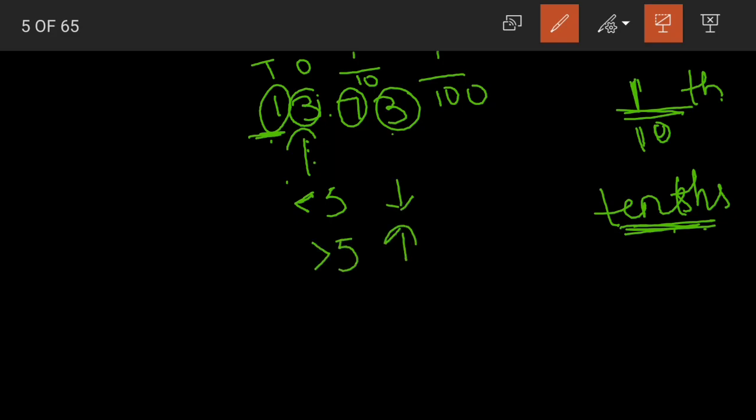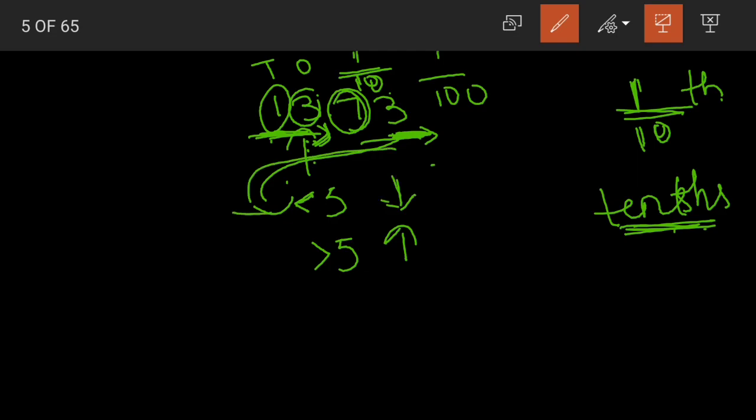Yes children, what did we do? We looked at the digit to the right side of the given number. In the same way, to round off our 13.73, we are going to round off the digit in the 1/10th place. We need to look at the digit in 1/100th place, that is the digit to its right side. Now 3 is less than 5, so we will round down.